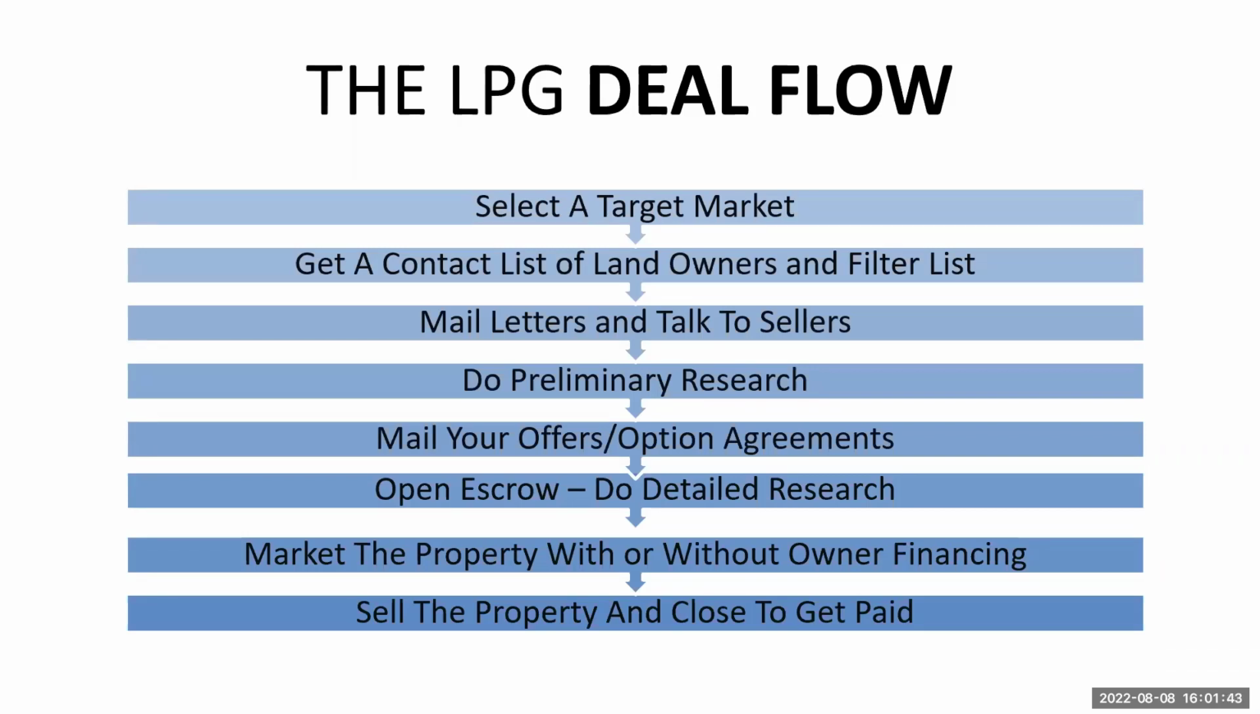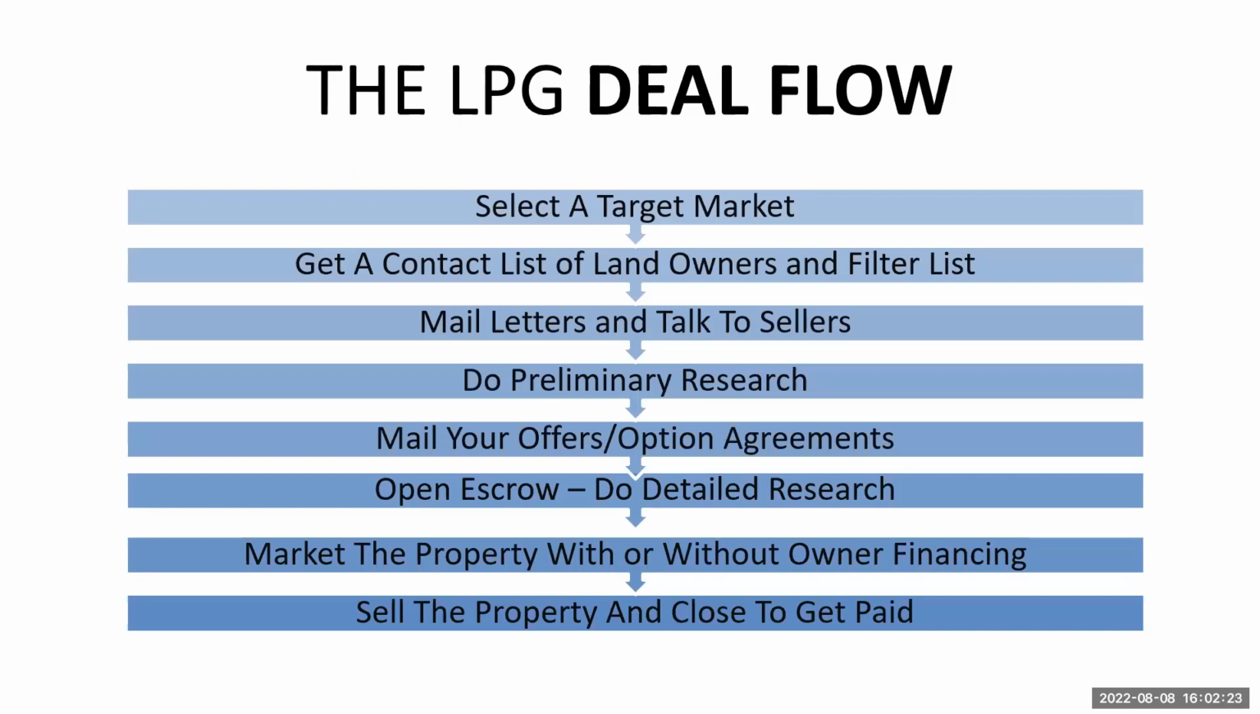So the first thing you want to do is select a target market. And there's actually a certain criteria to select your market. You shouldn't just randomly select a county and start mailing. There's got to be a good amount of reasons for you to do that first. You need to select which county you want to mail based on certain criteria. So you want to read on the LPG 2.0 to really figure out which market you want to get started on.